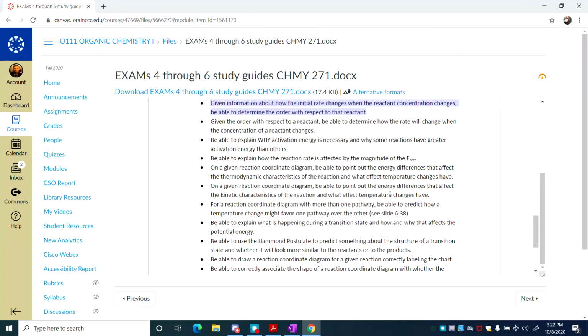Could you do one more example of the initial rates, or present it in a way that would be on an exam?